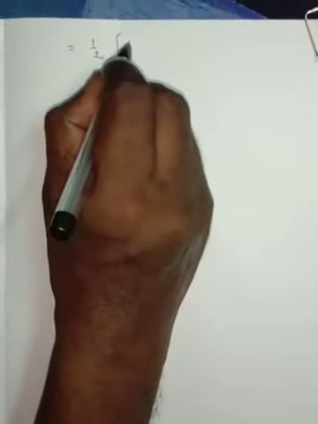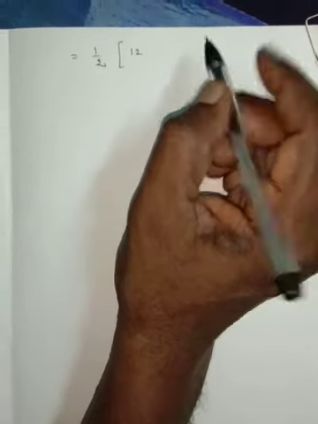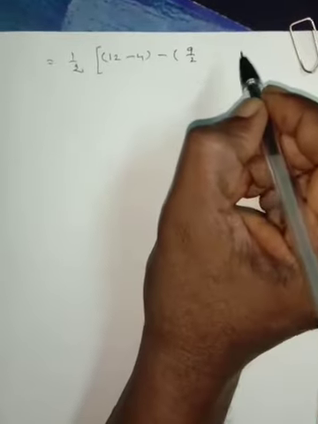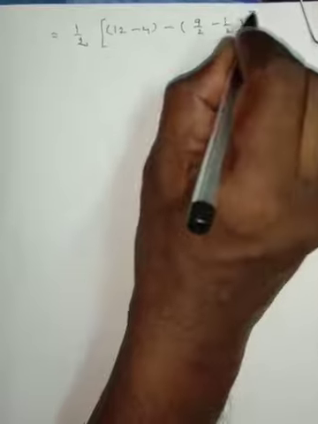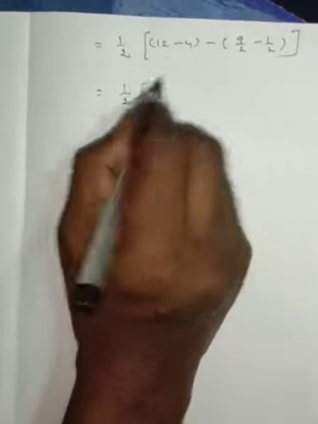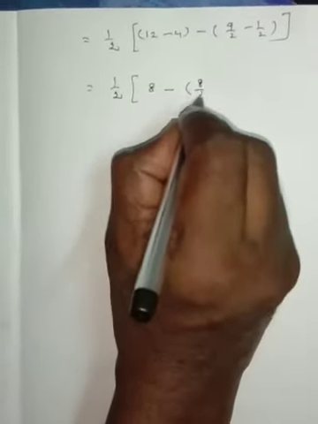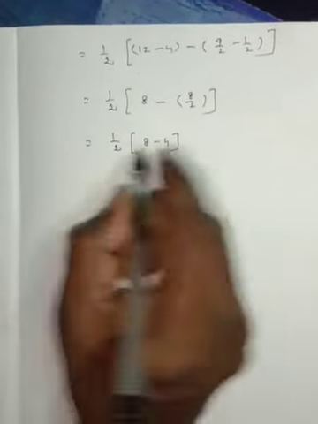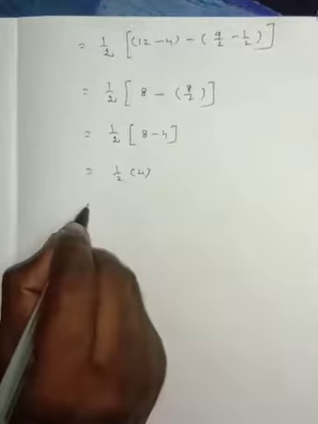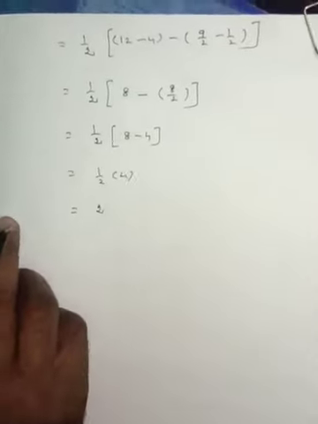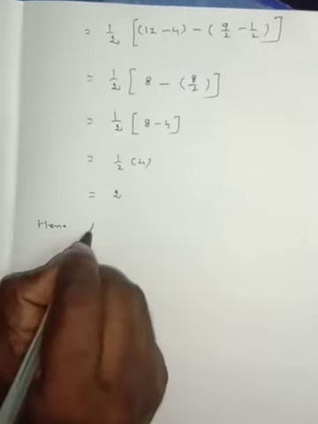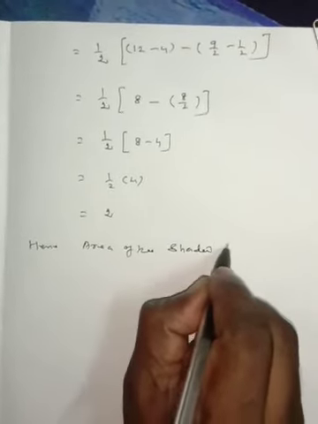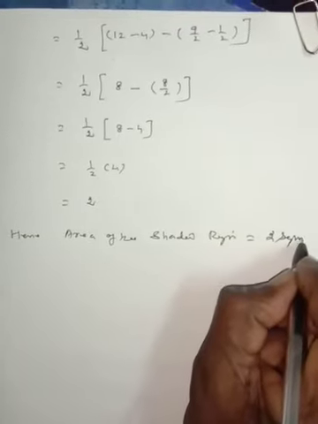3: 12 minus 9 by 2, minus 4 minus 1 by 2, is equal to 1 by 2 into 8 minus 8 by 2, 8 by 2 is 4, is equal to 1 by 2 into (8 minus 4) is equal to 1 by 2 into 4 is equal to 2 square units. Hence the area of the shaded region is equal to 2 square units.